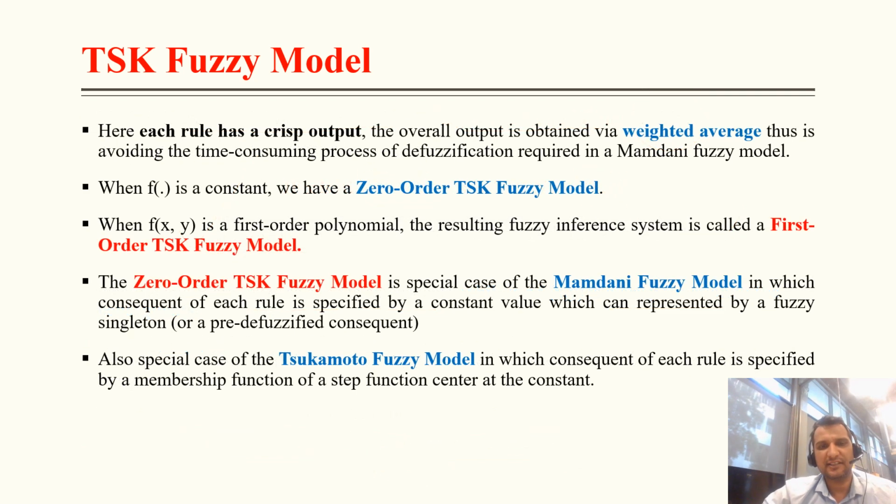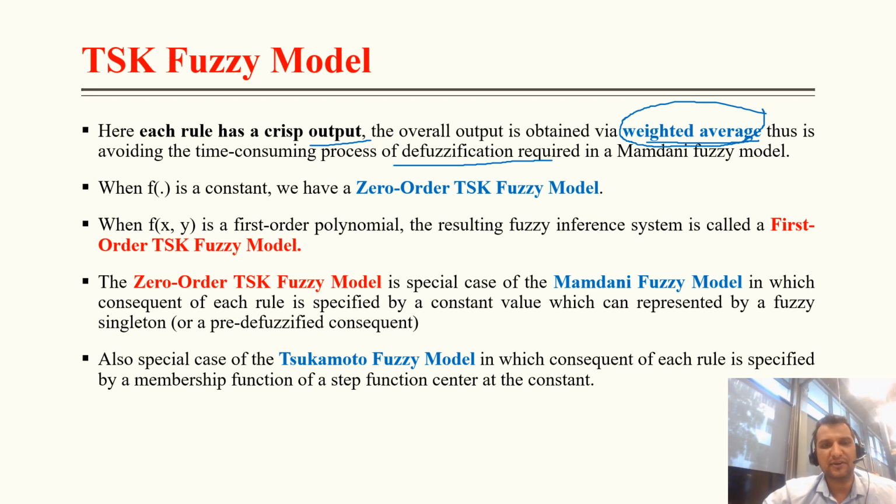Each rule has a crisp output. If there are 20 rules, then there will be 20 crisp outputs. The overall output is obtained via weighted average, therefore avoiding the time consuming process of defuzzification required in the Mamdani model. So in this case there is no requirement of defuzzification, we will just calculate the weighted average.